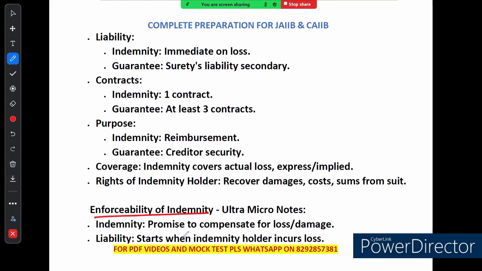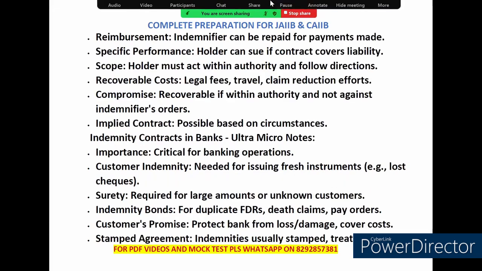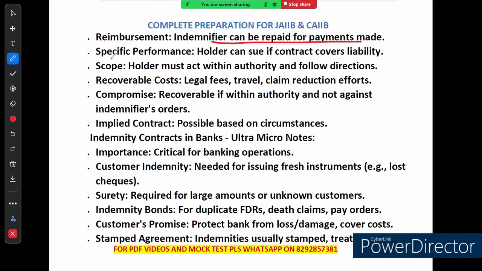Indemnity is a promise to compensate for the loss. As we all know, the person who gives the indemnity is called the indemnifier, and he has to start paying when the indemnity holder incurs the loss. So liability starts when the indemnity holder incurs loss, right? Now, if the indemnifier has paid expenses or legal fees, this can be reimbursed, right? So the indemnifier can be repaid for the payment made, that is called reimbursement.